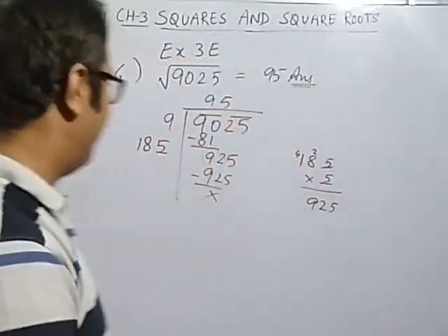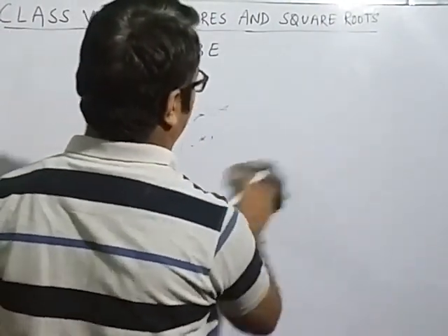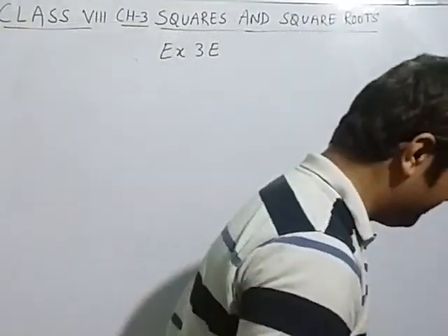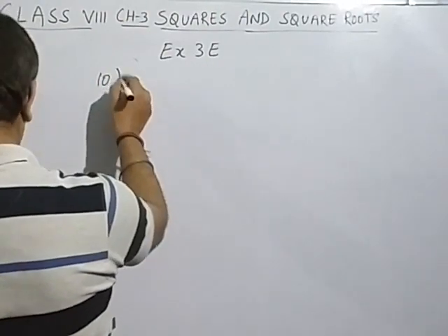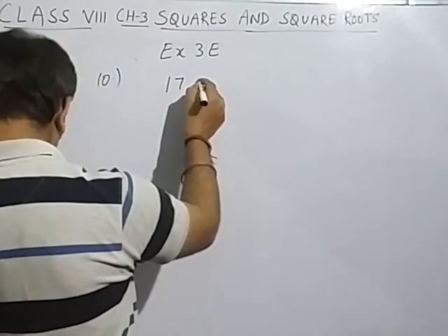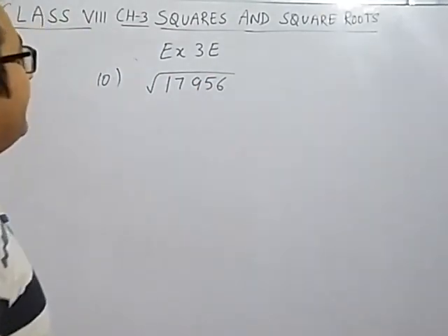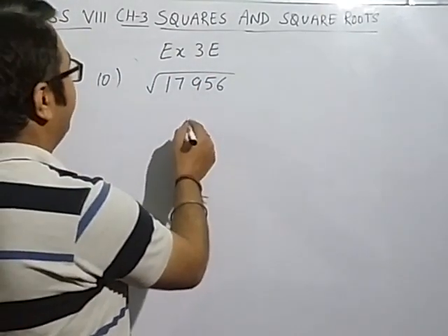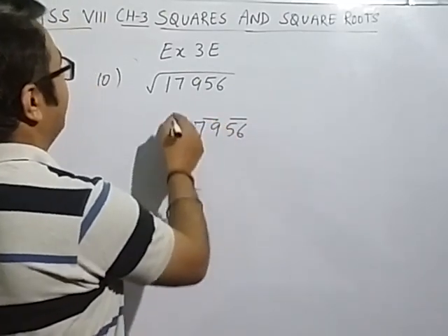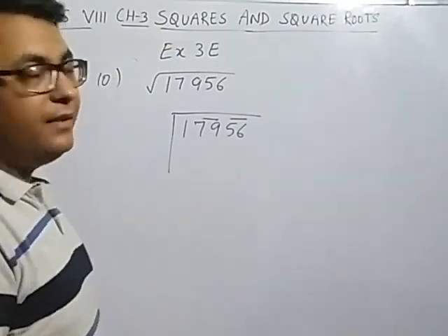Now let's move to the next question. Question number 10. Question is, find the square root of 17956. Let us start solving it. 17956. So pairing will be made from the last. As only one is left here, one will be taken alone.